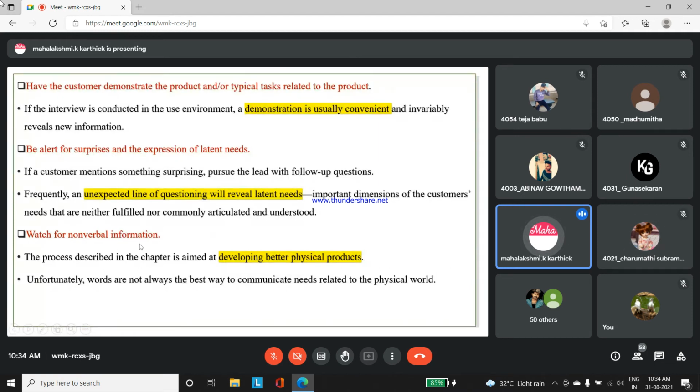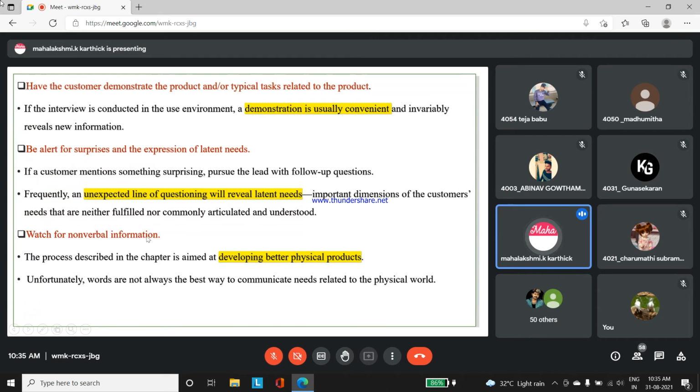Watch for non-verbal information. The process described in this chapter is aimed at developing better physical products. So all the company people, all the stakeholders, are focusing only on developing a better physical product. So in that case, watch for non-verbal information. Unfortunately, words are not always the best way to communicate needs. You can promote your product in some way to the customer, but it is not 100% fulfilling to the customer, correct? That is the point they have told.